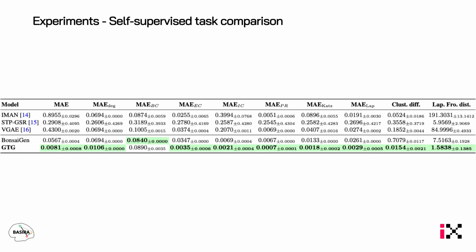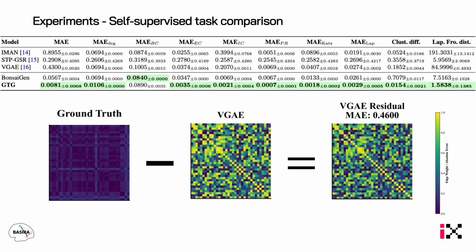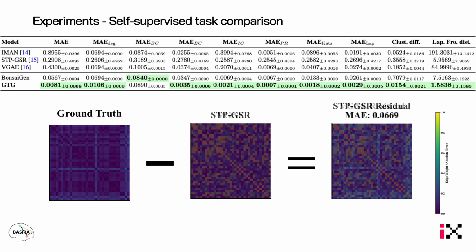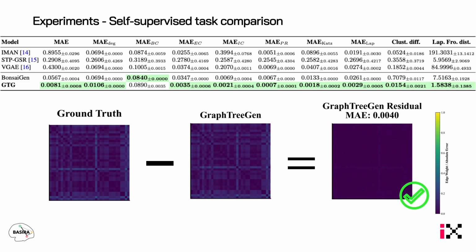Here are the results. For self-supervised task, we can see that GTG outperforms all the benchmarks, and only one metric is slightly lower than BonsaiGen. Here are the visualization of the adjacency matrix of all the models, including ground truth, generated adjacency matrix, and residual. The first one is the Iman GraphNet. Second, VGAE. The third is STP-GSR. Fourth, BonsaiGen. And the last is our proposed method, GraphTreeGen, which is the best performance.